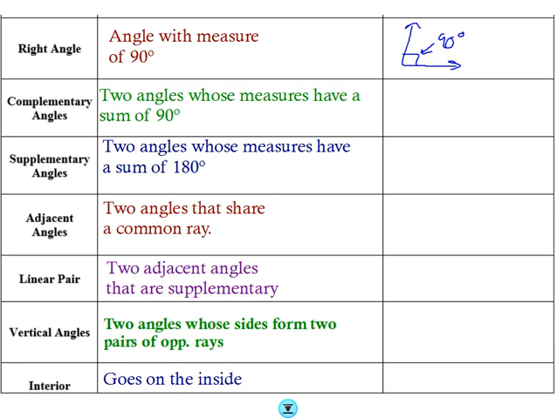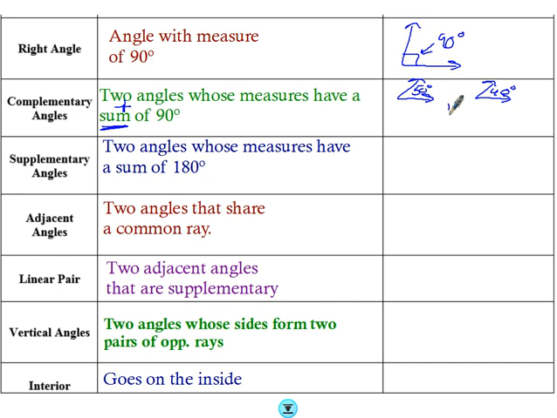Complementary angles are two angles whose measures have a sum of 90 degrees. So anytime I'm talking about sum, I'm talking about that they add up to 90 degrees. There's two ways that that can be presented. You can have two separate angles, kind of like this, and you can say, oh, these add up to 90, so they must be complementary.